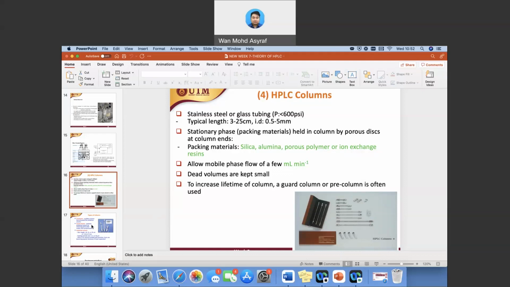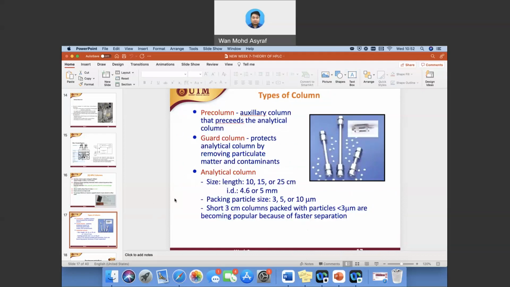All right. So types of column. This is a pre-column, which is what I mentioned before: the guard pre-column, or guard column. It protects the analytical column by removing particulate matter and contaminants. So this is what I mentioned before. The sizes of analytical columns are usually about 10, 15, 25 centimeters.